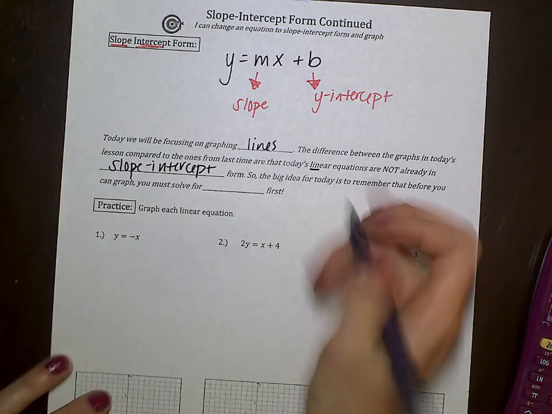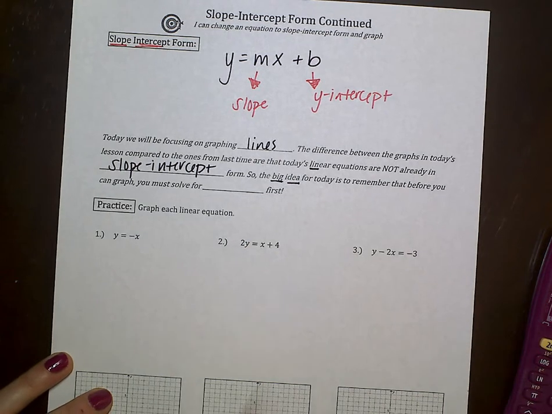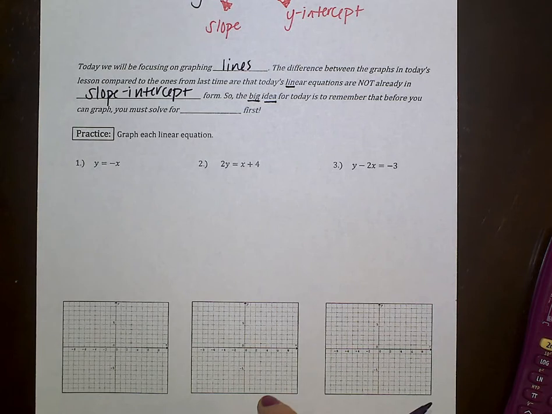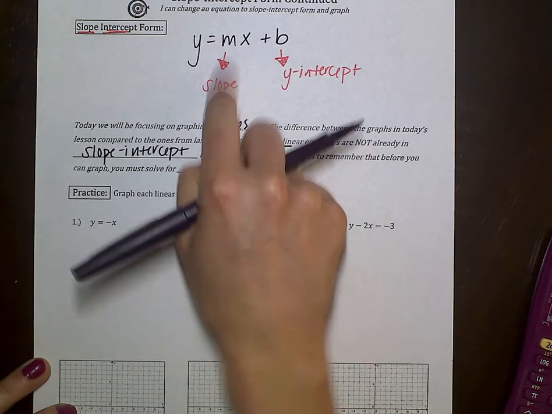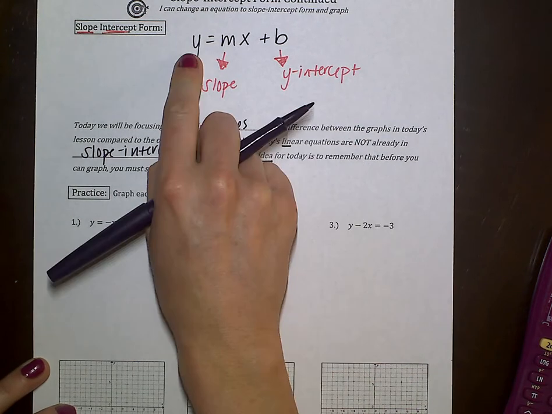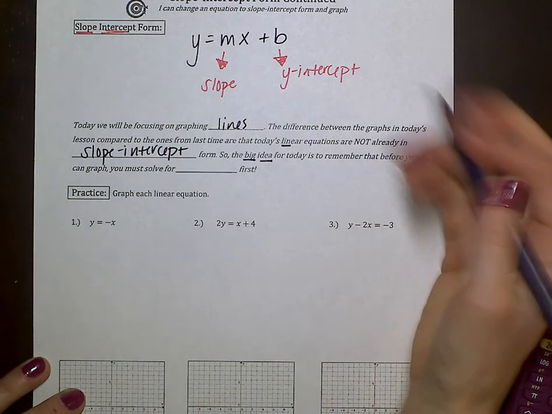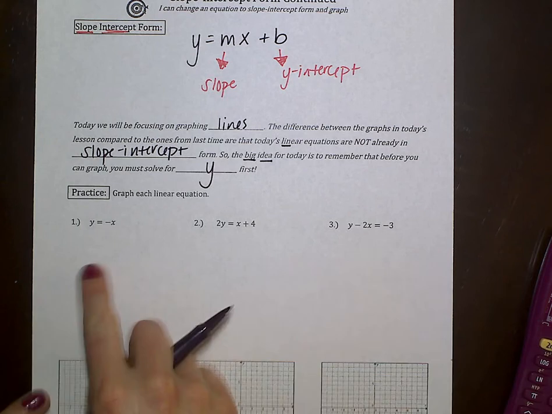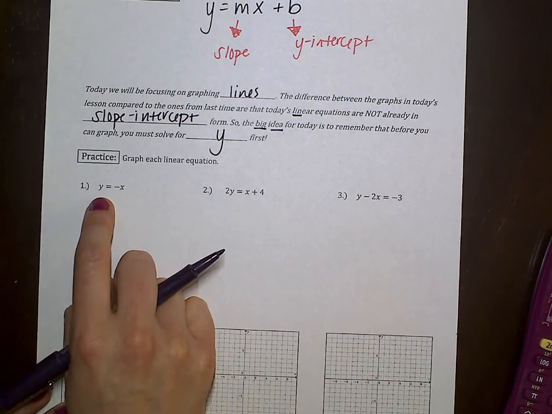So the big idea for today's lesson is to remember that before you can graph the picture of the line, I have to get it in mx plus b first, so I can pick out the slope and the y-intercept. And you guys, that means that y has to be alone for it to be in mx plus b. So you're going to need to solve for y first if you don't already have y by itself. So if you look at example 1, I have y by itself on one side of the equation, so this is in mx plus b.